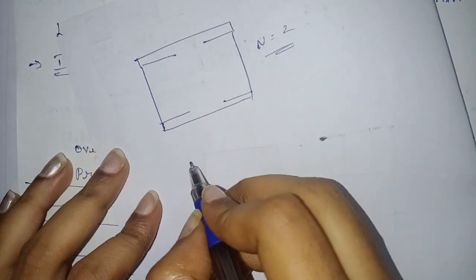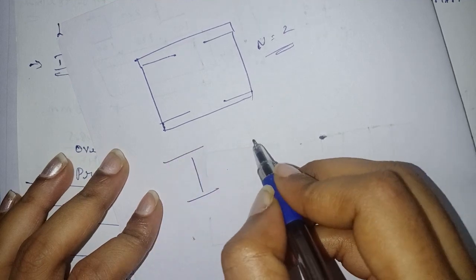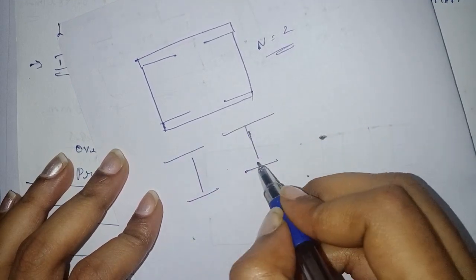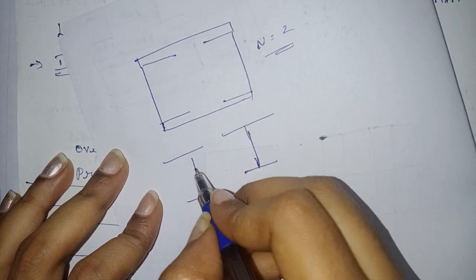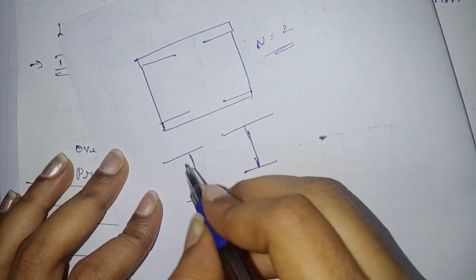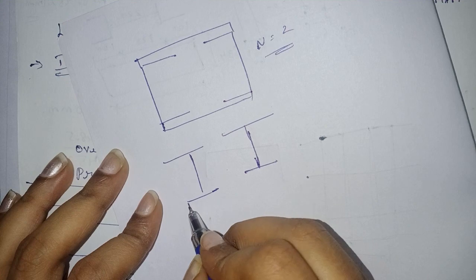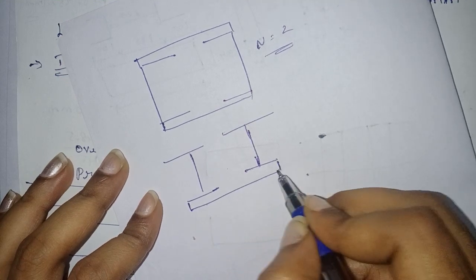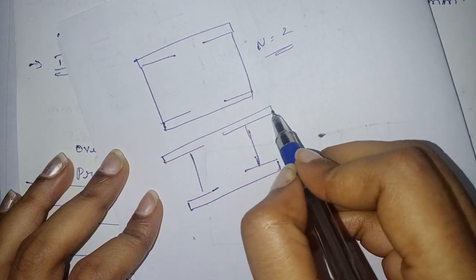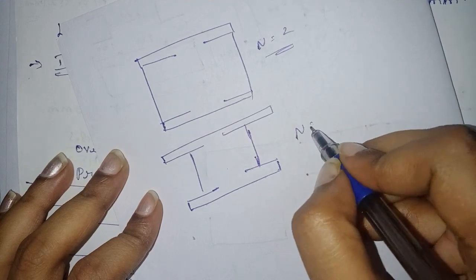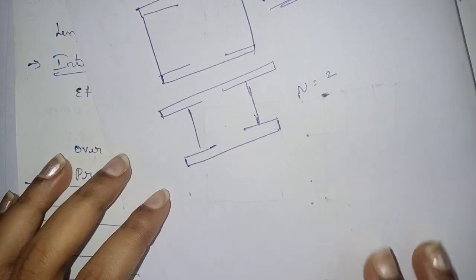Okay, I'll go for I section. Here it is an I section. Here also it is an I section. So we cannot connect this side because it is only one section you have, right? It is not necessary. Now we need to connect here, and we need to connect here also, battens or lacing. So N is equal to 2 here. How many sides we are giving?